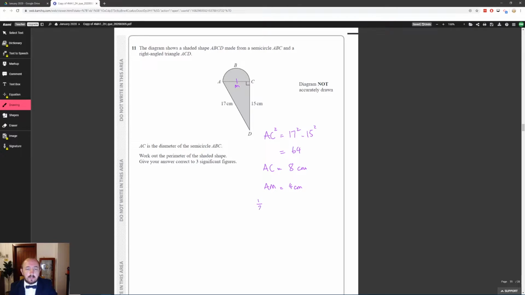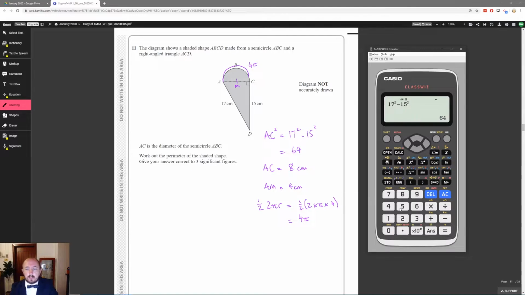And so the circumference of that circle is going to be half 2 pi r, which is equal to a half times 2 times pi times the radius, which equals 4 pi. So the circumference around here is 4 pi, and we're going to add the 17 plus the 15. So 32 plus 4 pi is going to be our final answer for this one, 44.6 to 3SF.